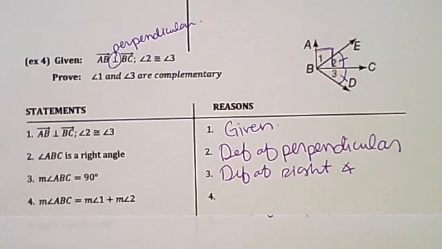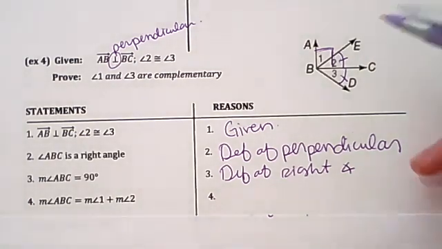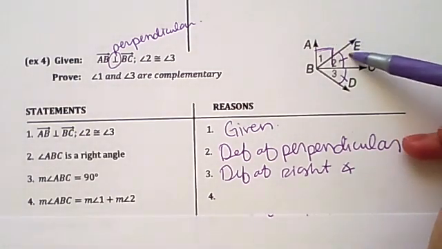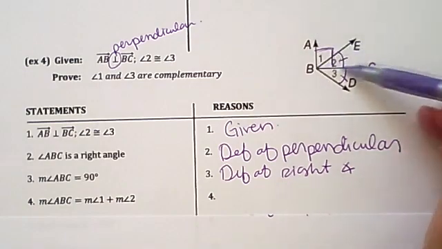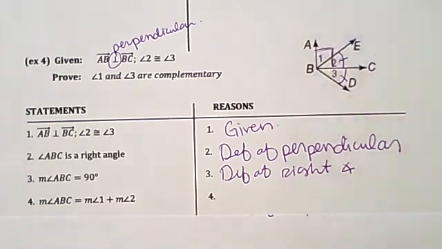Okay, next says the measure of angle ABC is equal to the measure of angle 1 plus the measure of angle 2. So 1 plus 2 equals ABC. Do we see how that small plus small equals big? So that's just angle addition postulate.